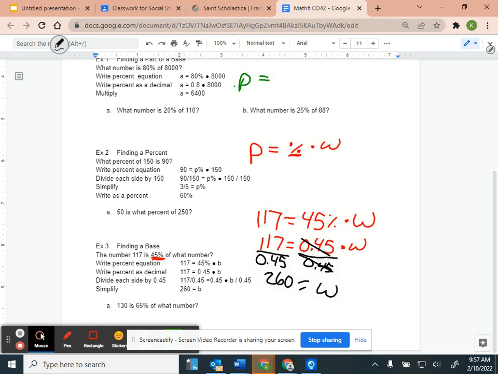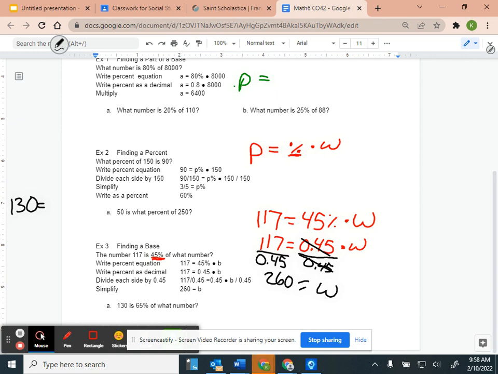So now we have our example. 130 is 65% of what number? How do I set my equation up? How do I fill in those pieces? Peyton, want to give it a try? No. So think about what our part is. I'm going to walk you through this. 130 is 65% of what number? So what's the part? The part is 130. 130 equals what?